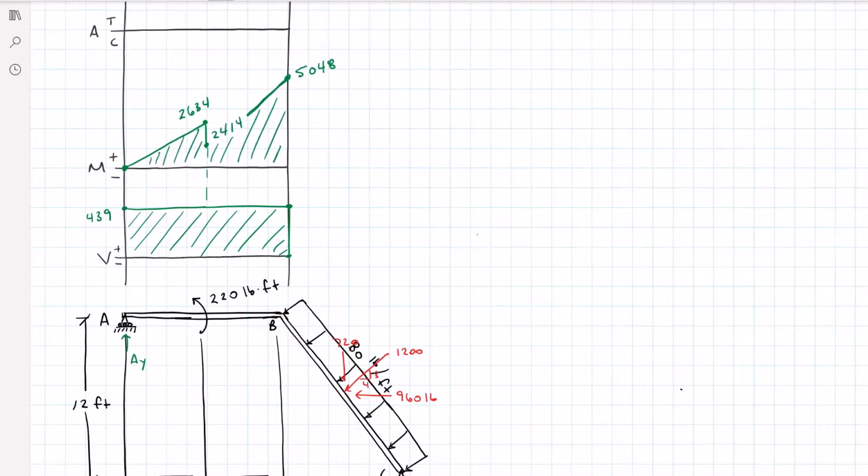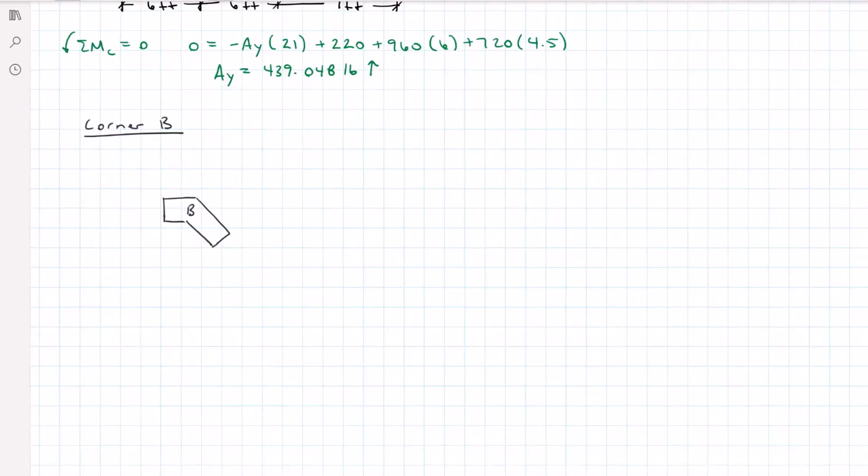Last is my axial diagram, and I do not have any axial forces due to that roller at A, so the axial diagram is going to be 0. In order to move on to member BC, I need to look at corner B, which has a shear of 439.048. My axial force is going to be 0, and my applied moment is 5,048.57 with compression in the top. I'm going to have shear running parallel to the surface and normal running perpendicular.